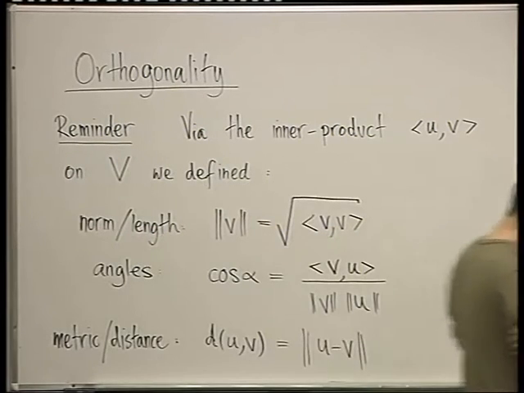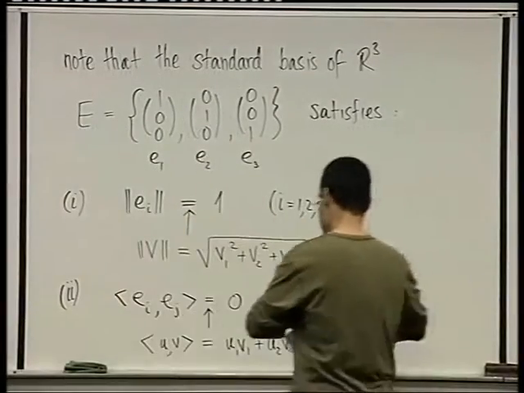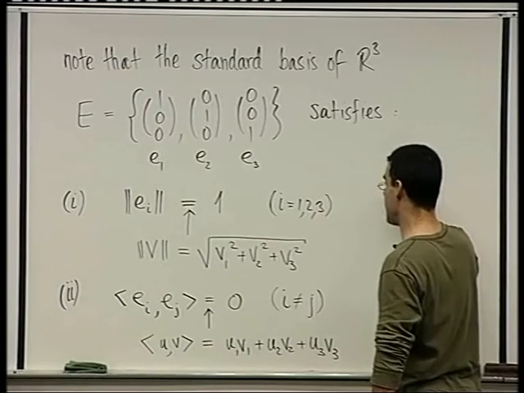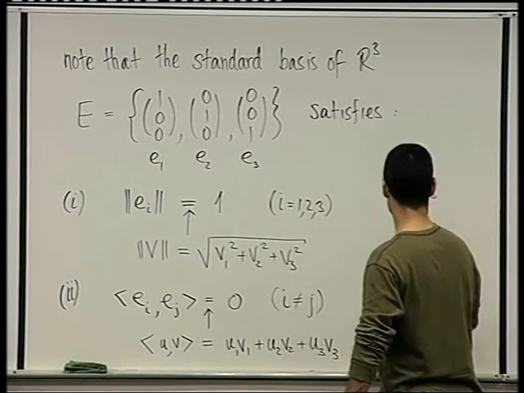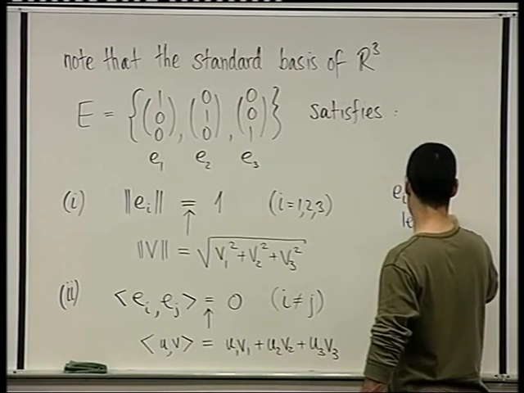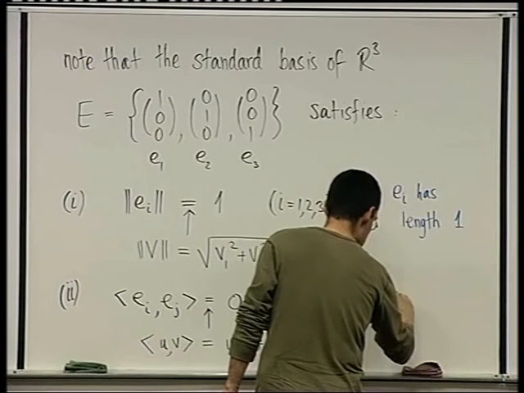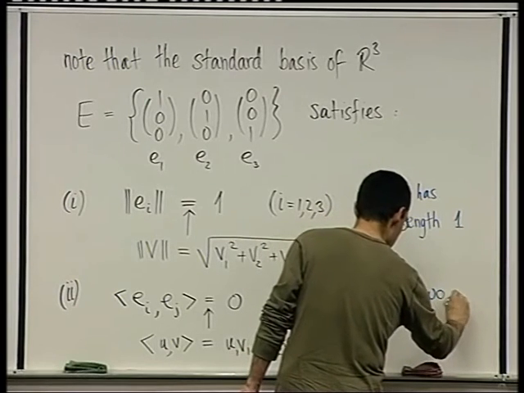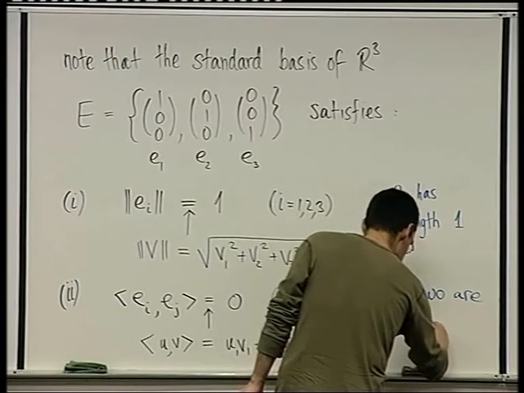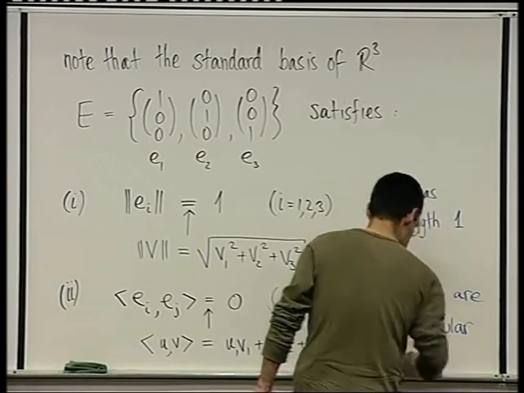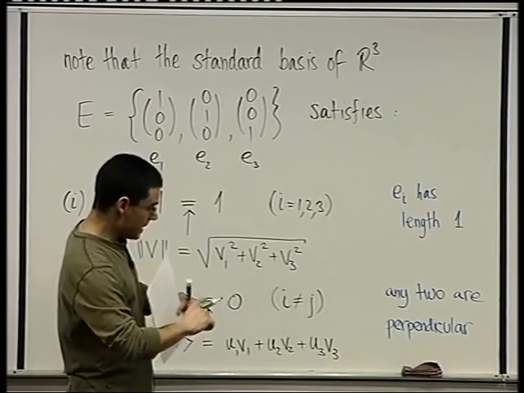Okay, so let's go back here and say this in blue. So this means that e_i has length 1. And this means that any two are perpendicular. Okay, good? Okay, so let's make this a bit more formal.